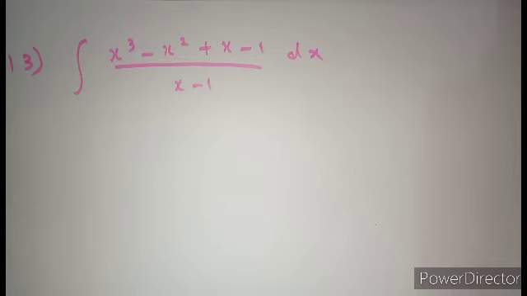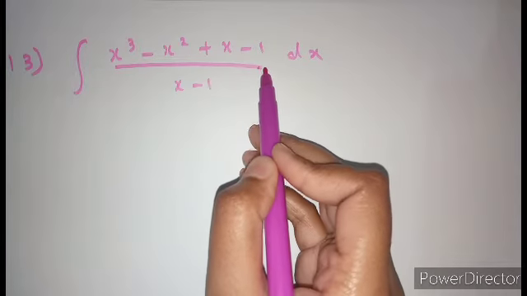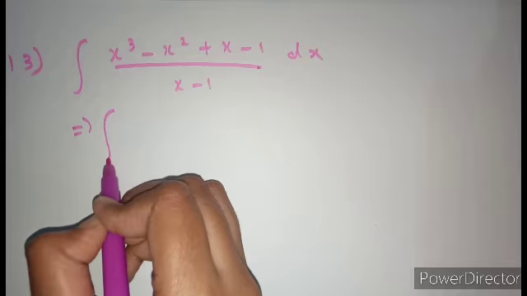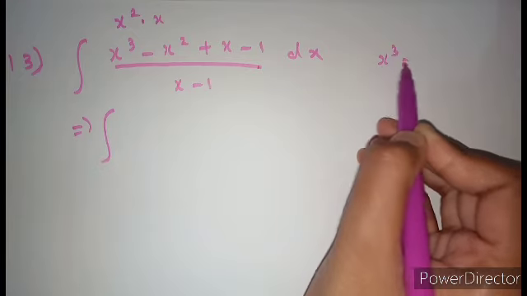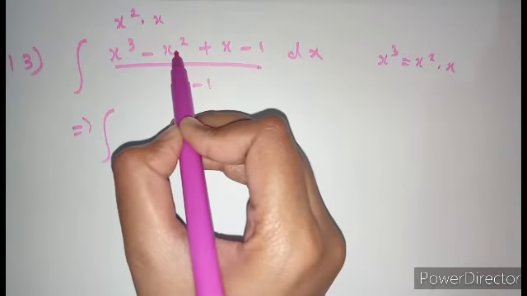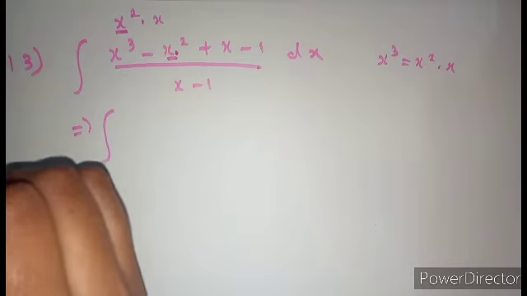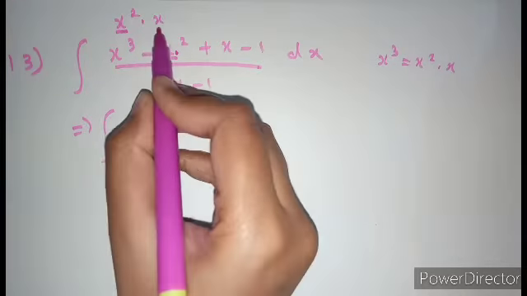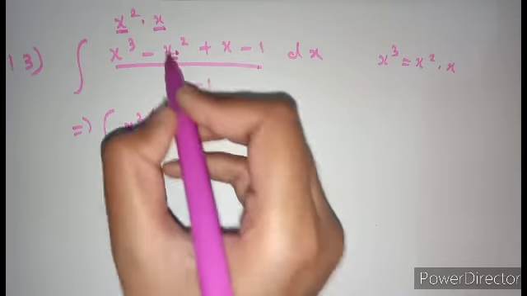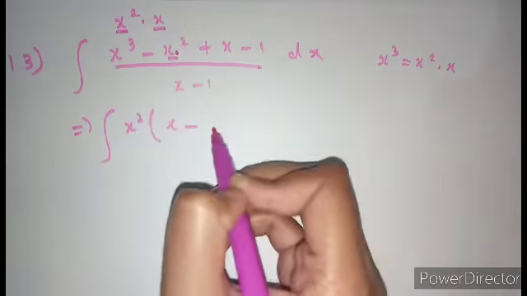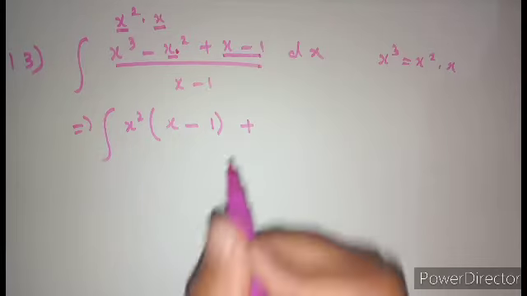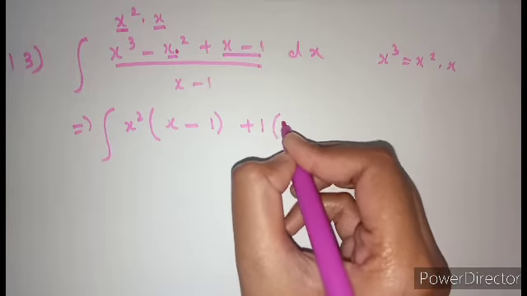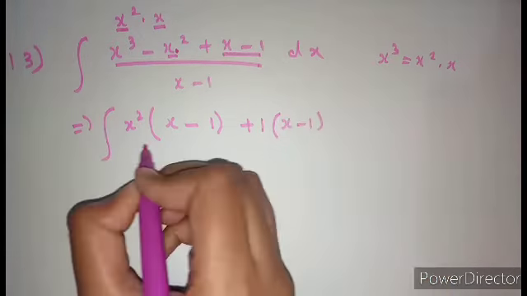First let's try to simplify the numerator of this function. Okay, so x cube is nothing but x square into x, right? We have x square here, so we can take x square as common. So if I take x square common, we are left with x minus 1. Plus here no term is common, so take 1 as common: 1 of x minus 1 upon x minus 1 into dx.